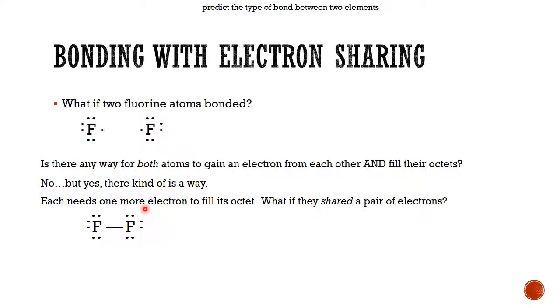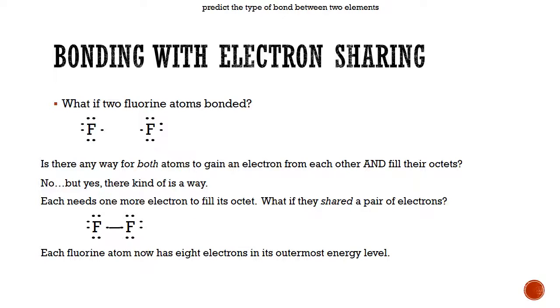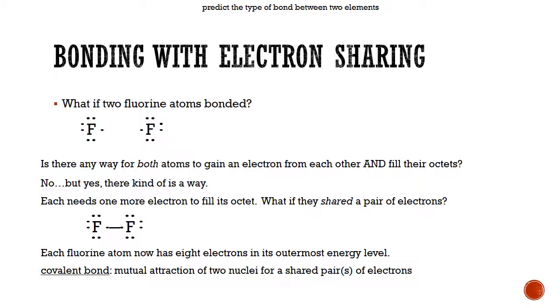And on the one on the right, I have 2, 4, 6, and again, these electrons that are being shared also get to count for the one on the right, so that is 8 as well. Okay, so each fluorine atom now has 8 electrons in its outermost energy level. They have reached their octet. They're both as stable as they can possibly be. This is what we call a covalent bond.